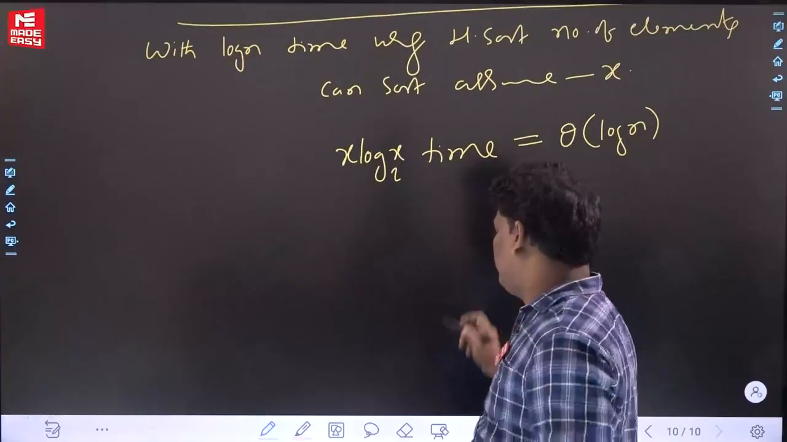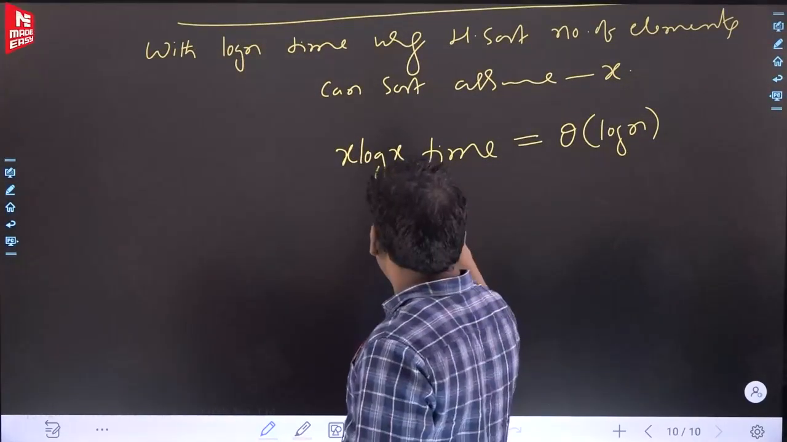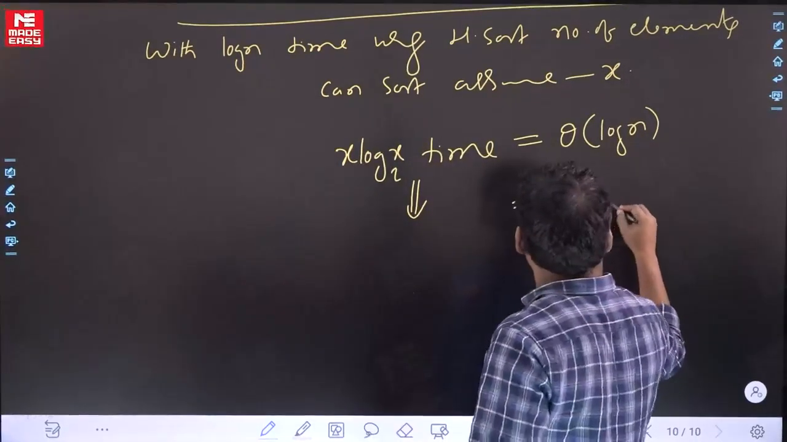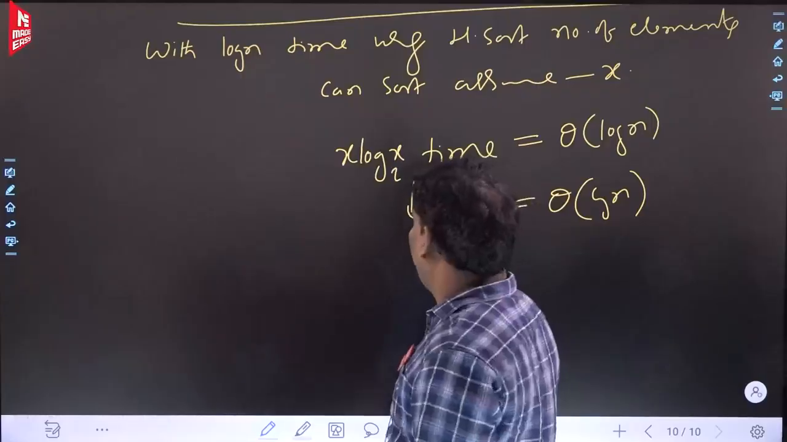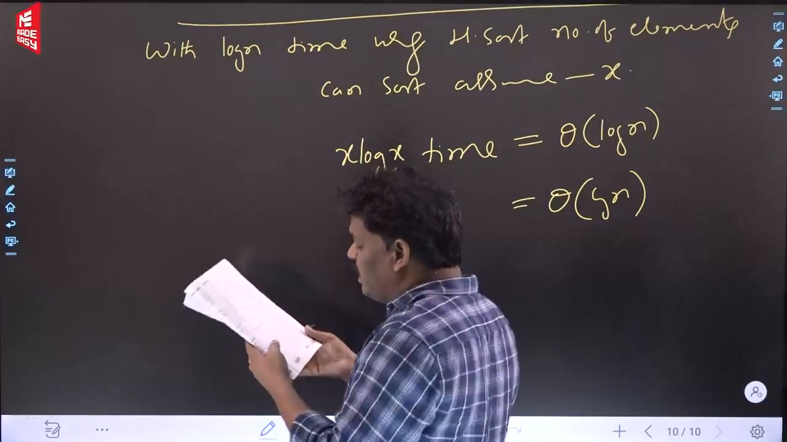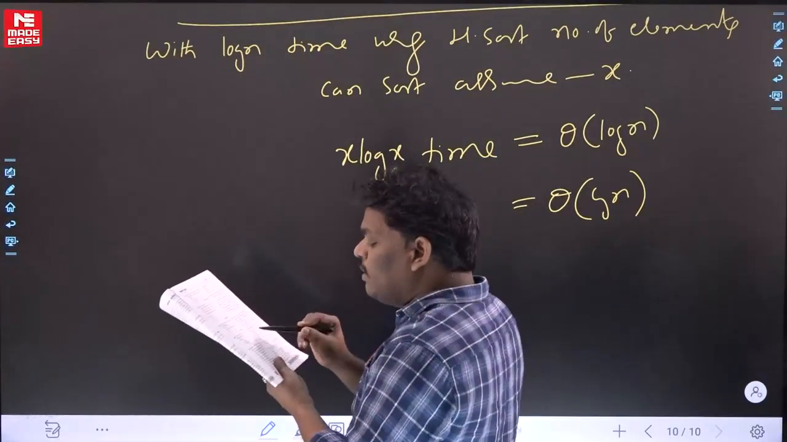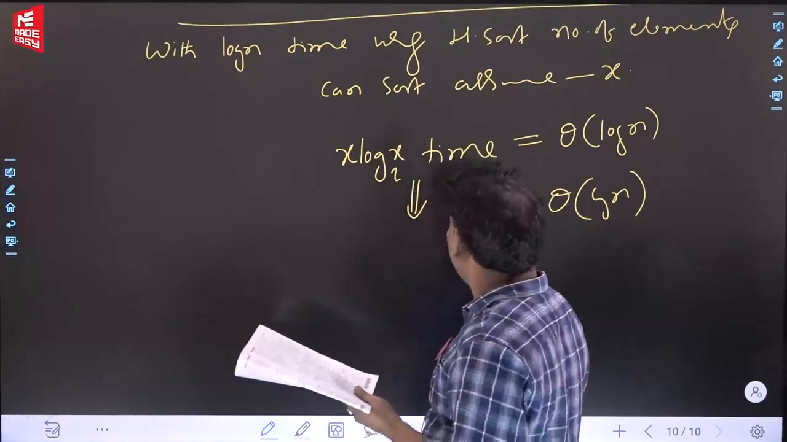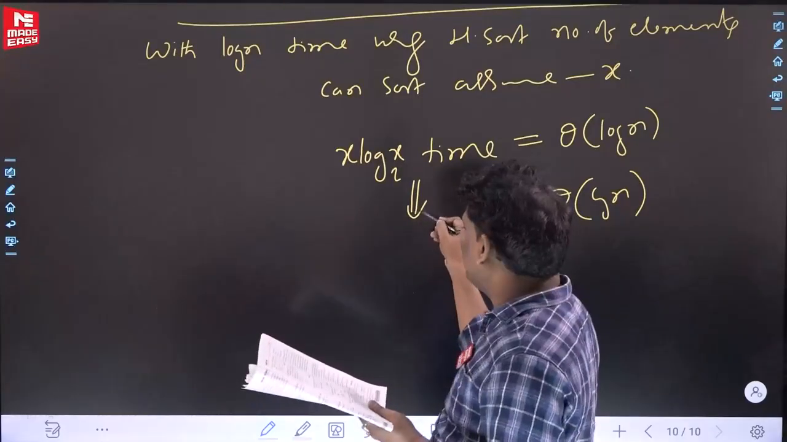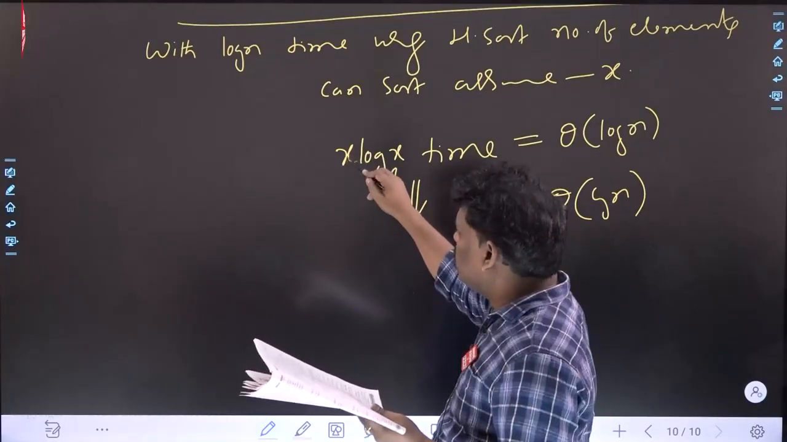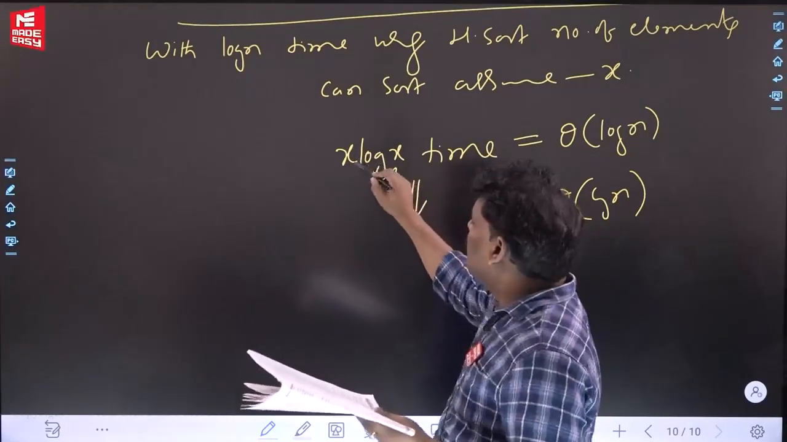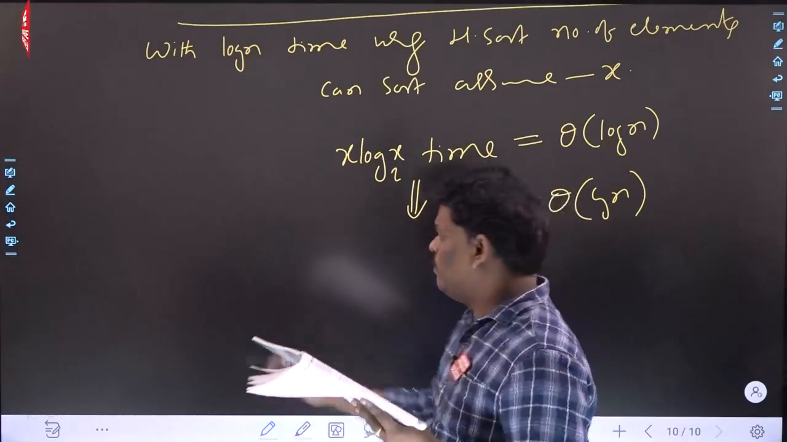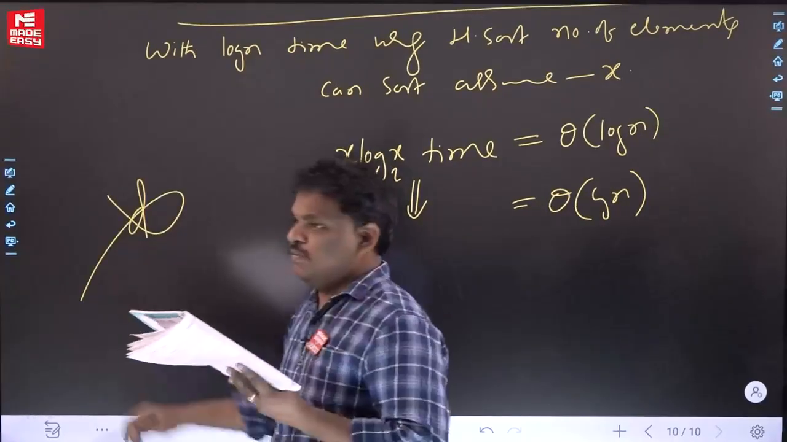I will explain now. See this one. This time is equal to theta of log n. For which x value? I will try. See, the options are also given, it is very simple. Let me try option D. If you substitute option D, x is log n, so x log x is log n into log log n. Log n into log n cannot be equal to theta of log n. So D cannot be.